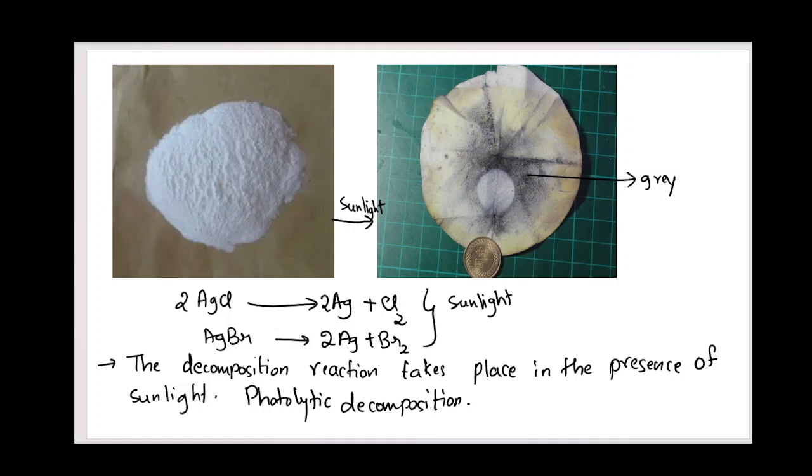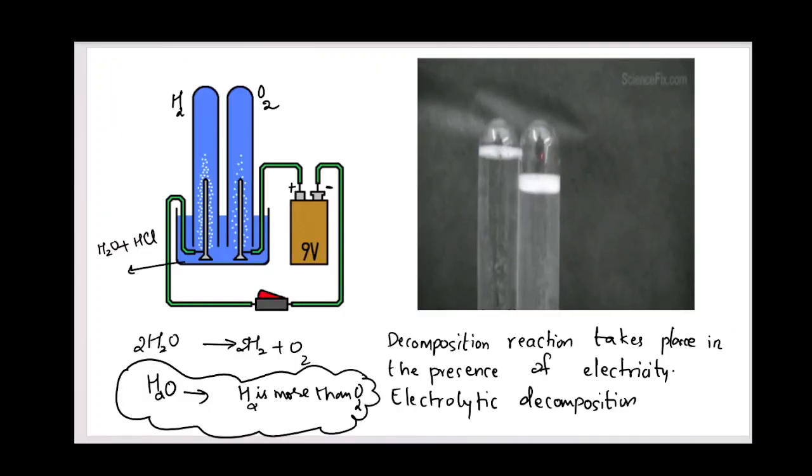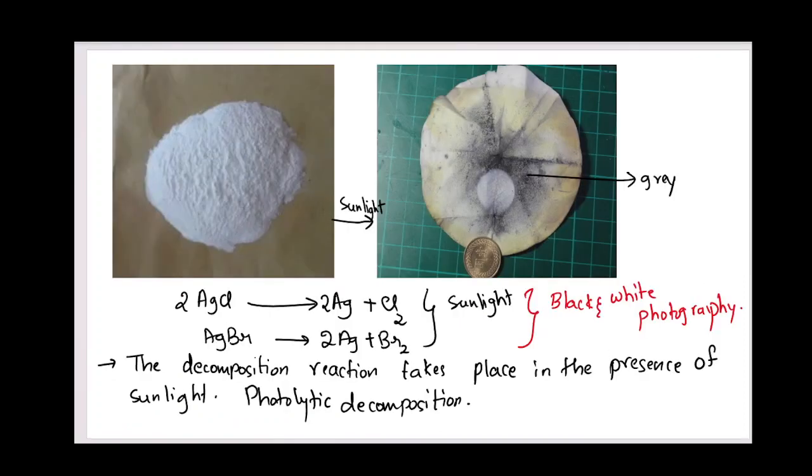Understood? So AgCl and AgBr solutions are used in black and white photography. This is important. Both are used in black and white photography. Their uses also come because they can ask an application level question. I hope this much you understood. So we learned the three types of decomposition: thermolytic decomposition, electrolytic decomposition, and photolytic decomposition.